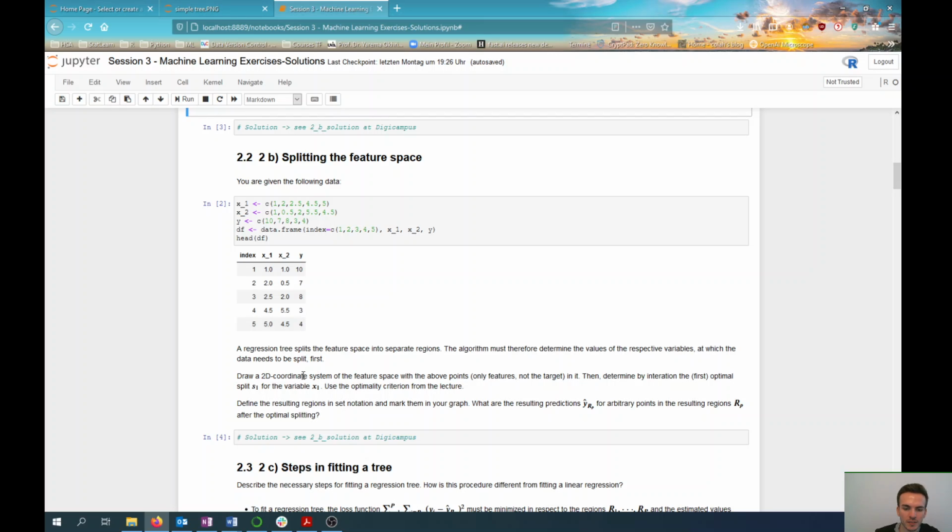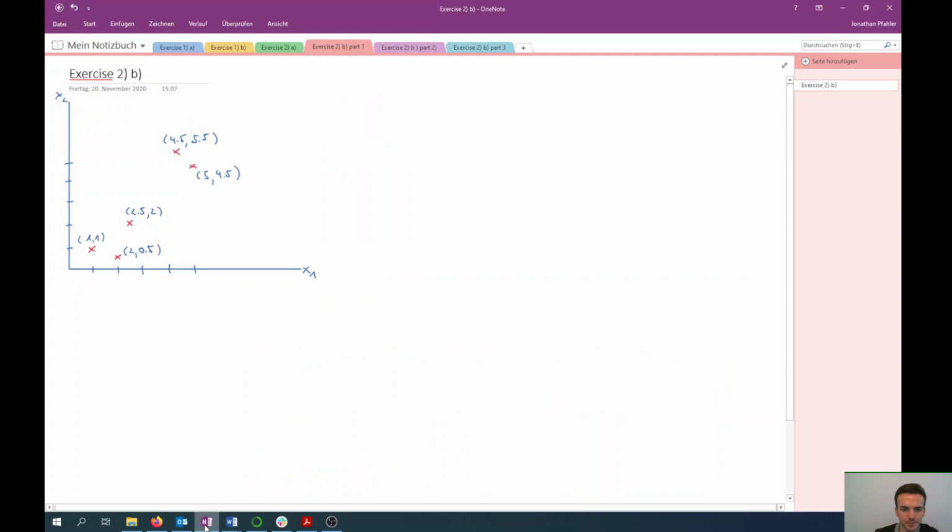Draw a 2D coordinate system of the feature space with the above points, only features, not the target in it. Then determine by iteration the first optimal split s1 for the variable x1. Use the optimality criterion from the lecture. So let's do this. I already drew this coordinate system and the points inside it.